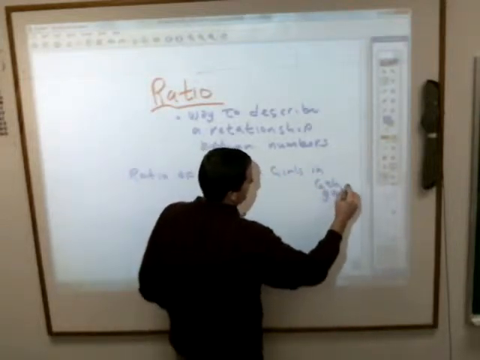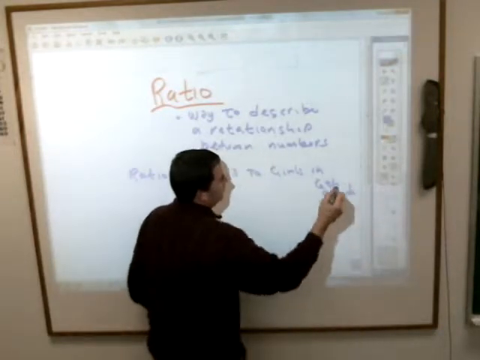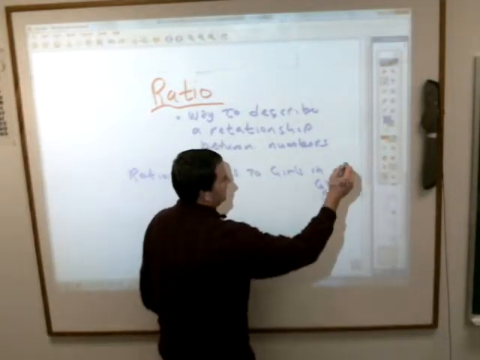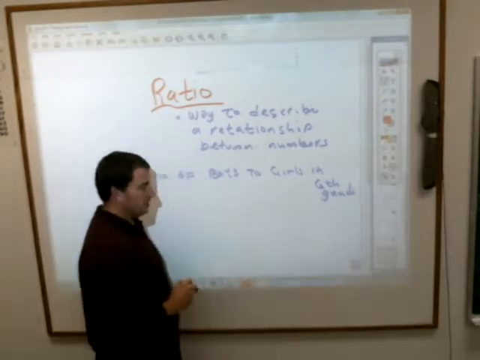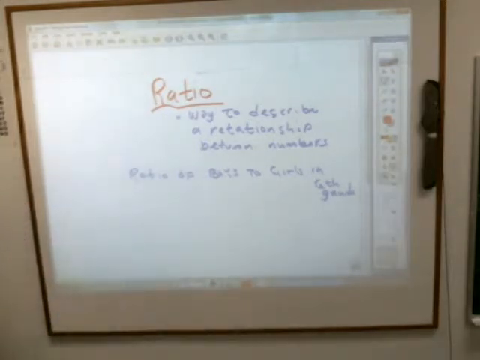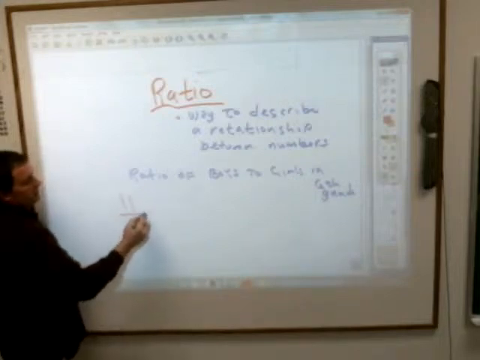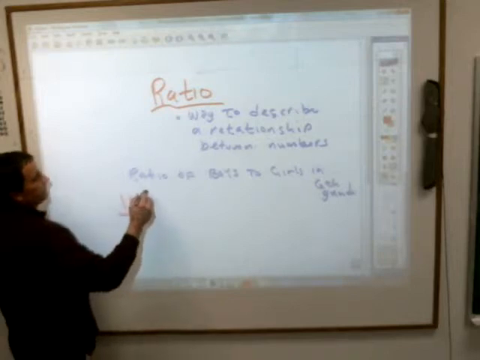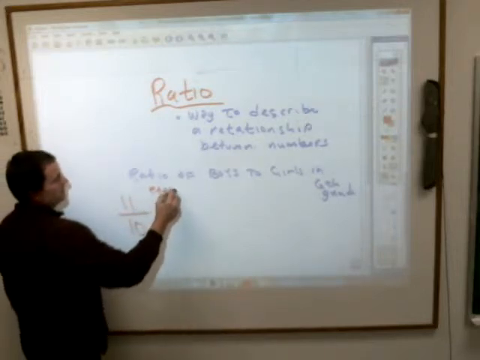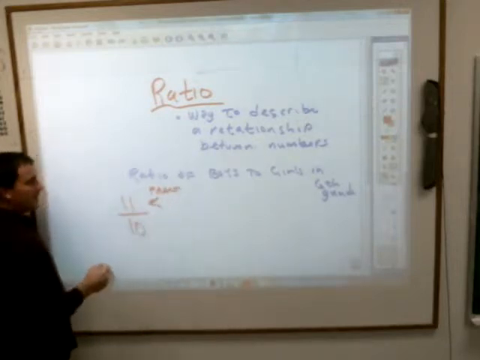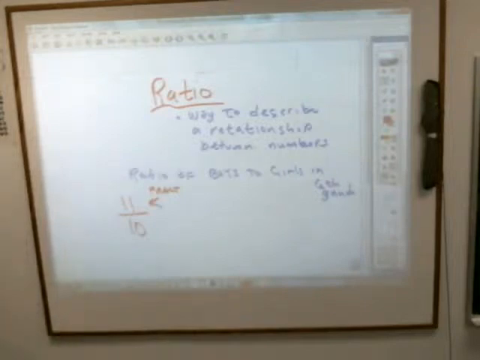Now, when we talk about ratios, there are 3 different ways that we can show that relationship. The most common one is with a fraction. For example, there's what, 21 or 22 of you? How many boys are there? 11. Okay, there are 11 boys to 10 girls. Fractions are the most common way of showing the ratio.